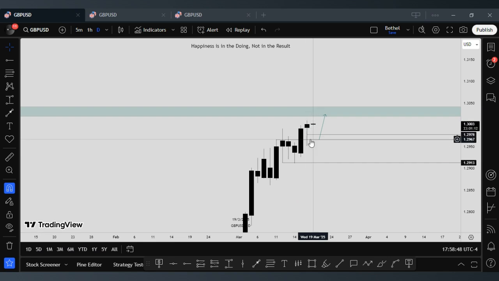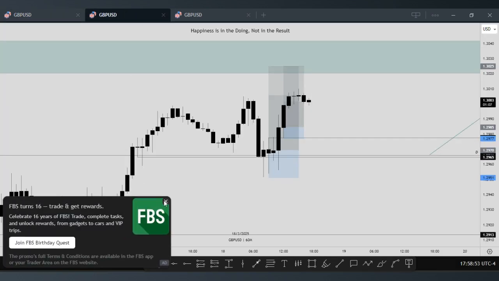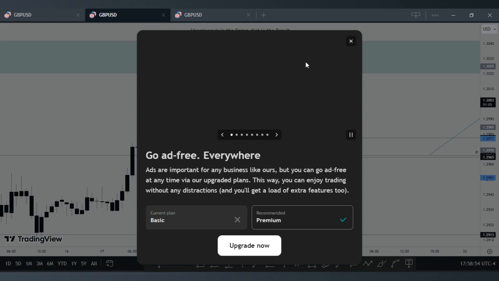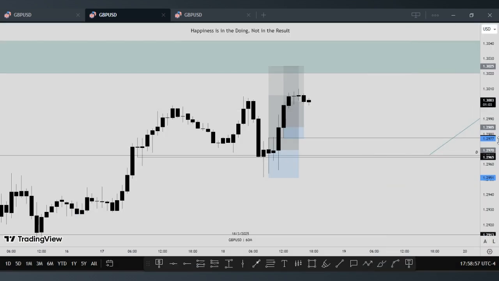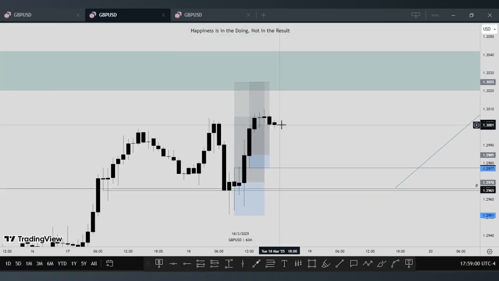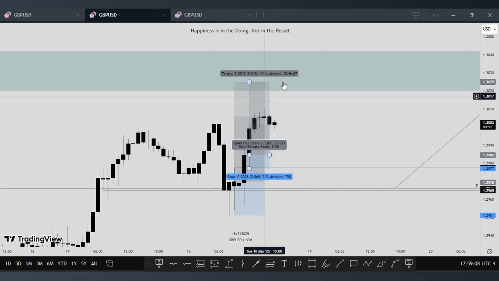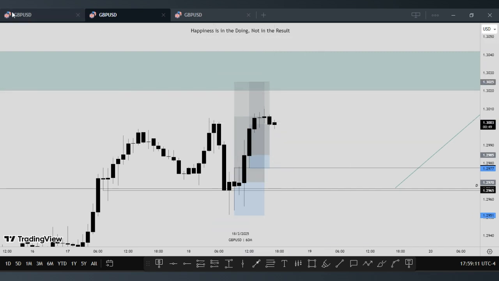GBPUSD has not tapped into this level, so still tomorrow we're going to be looking for potential buy setups on GBPUSD to see price coming into. So once price comes into this area of resistance, we will actually be done with this trade, and then we start to look for another setup on the daily time frame. Right, so that's basically it for this analysis.